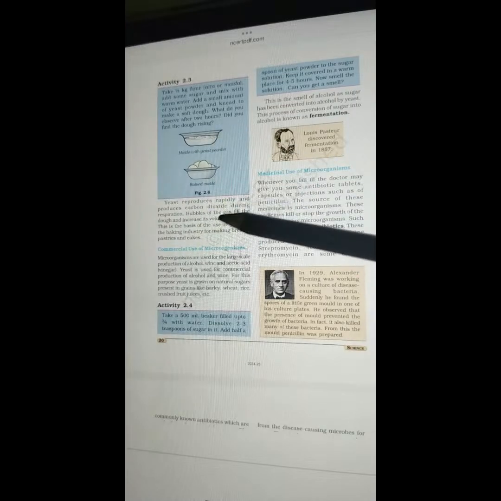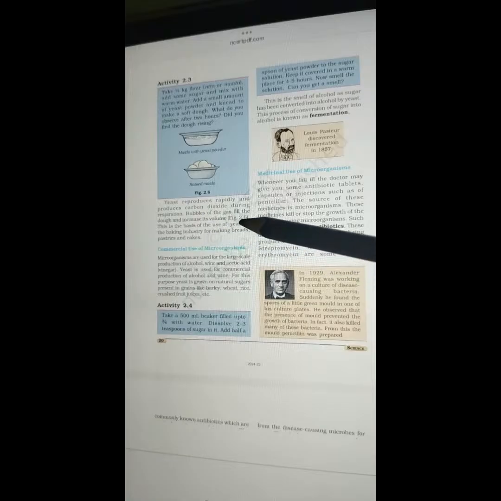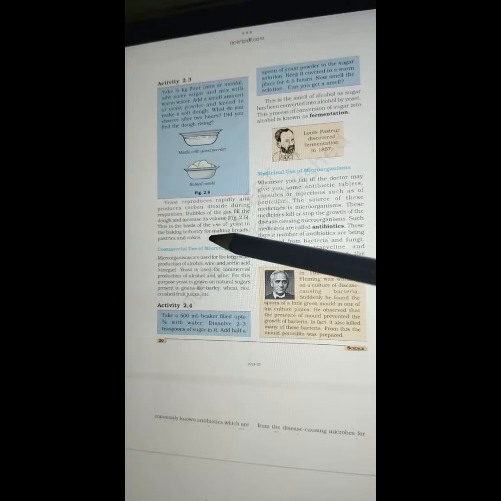Yeast reproduces rapidly and produces carbon dioxide during respiration. Bubbles of the gas fill the dough and increase in volume. Figure 2.6. This is the basis of the use of yeast in the baking industry for making breads, pastries, and cakes.